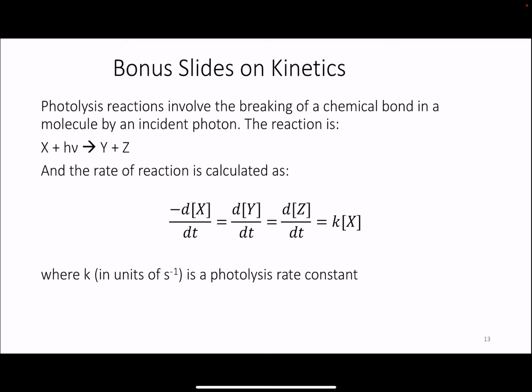For a photolysis reaction, which is how NO2 is lost, it's a little bit simpler. Photolysis reactions involve some sort of species interacting with light, with photons. In that case, X plus the light gives you Y plus Z. So the loss of X as a function of time is equal to the production of Y as a function of time, which is equal to the production of Z as a function of time, which is essentially equal to K, the rate constant, times the concentration of X. And in this case, K is in different units. It's in units of per second because it's a photolysis rate constant.